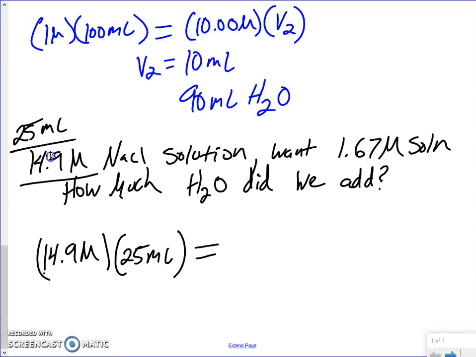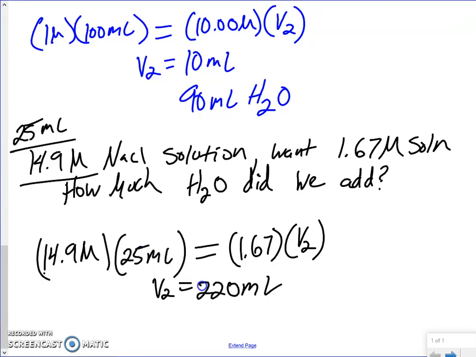From there, we have 1.67 molar. That's going to be our M2. Okay, and my smartboard just lost it. Give me a second. All right, there we go. Sorry about that. So my M2 in this case is 1.67. And I'm calculating my V2. So I end up with 14.9 times 25 divided by 1.67. And what I end up with is my V2 with 2 proper sig figs, because I only use 25 versus 25.0 here, would be 220 milliliters. So because I use milliliters here, I have to use milliliters here.